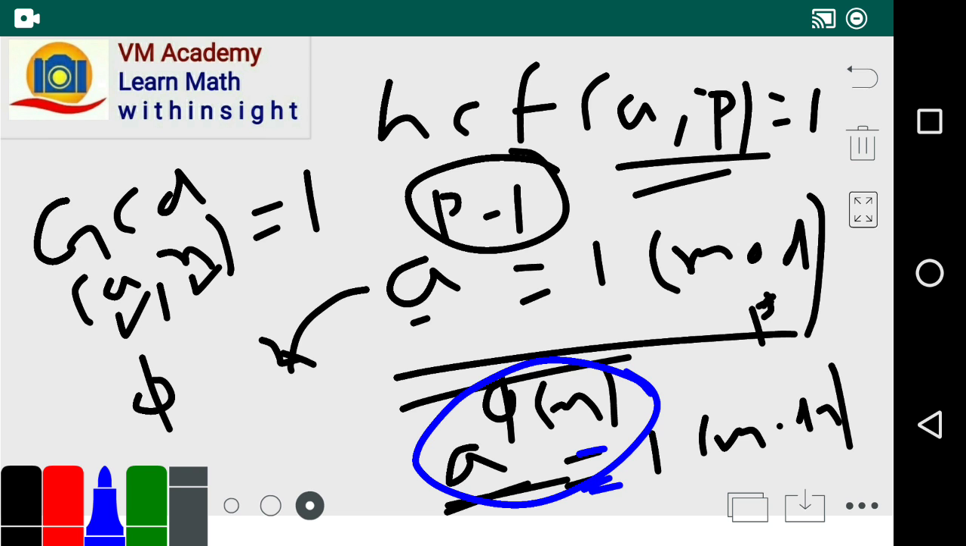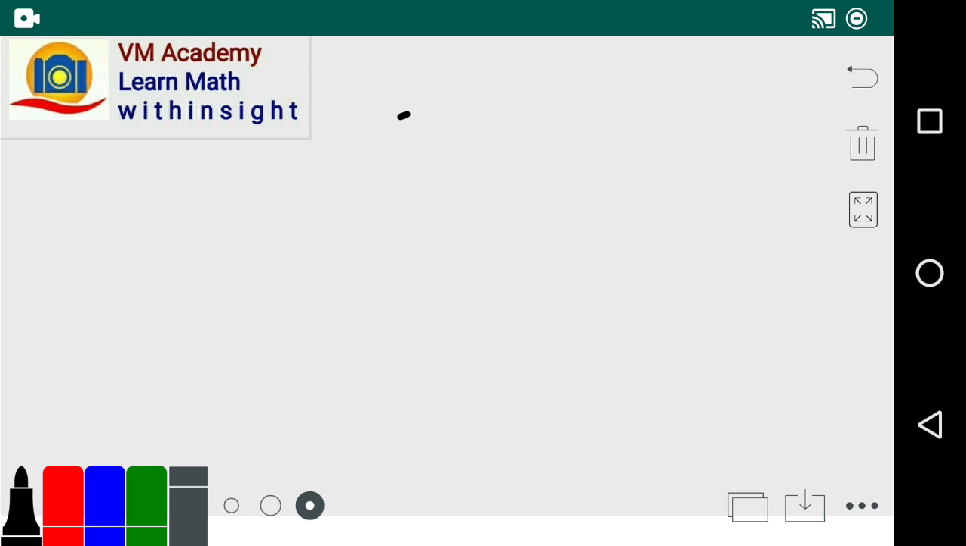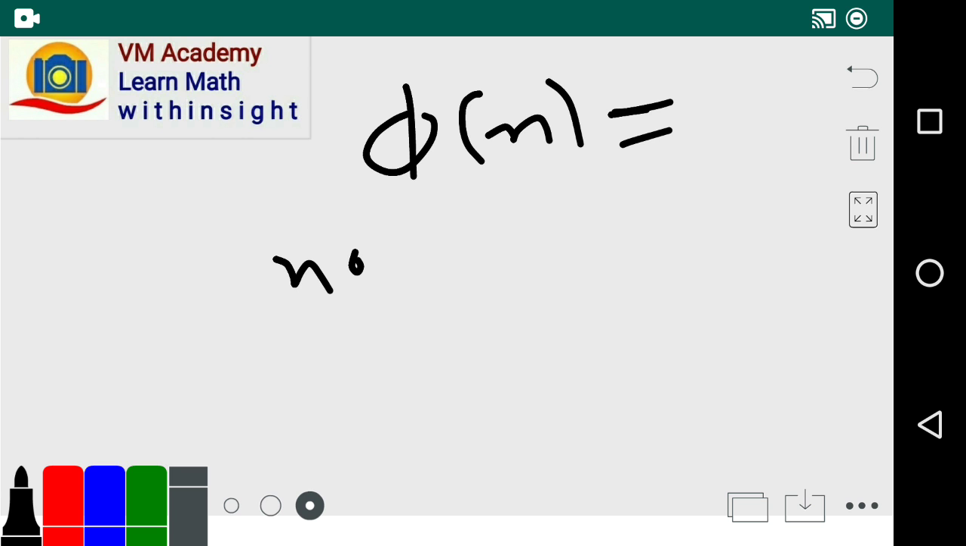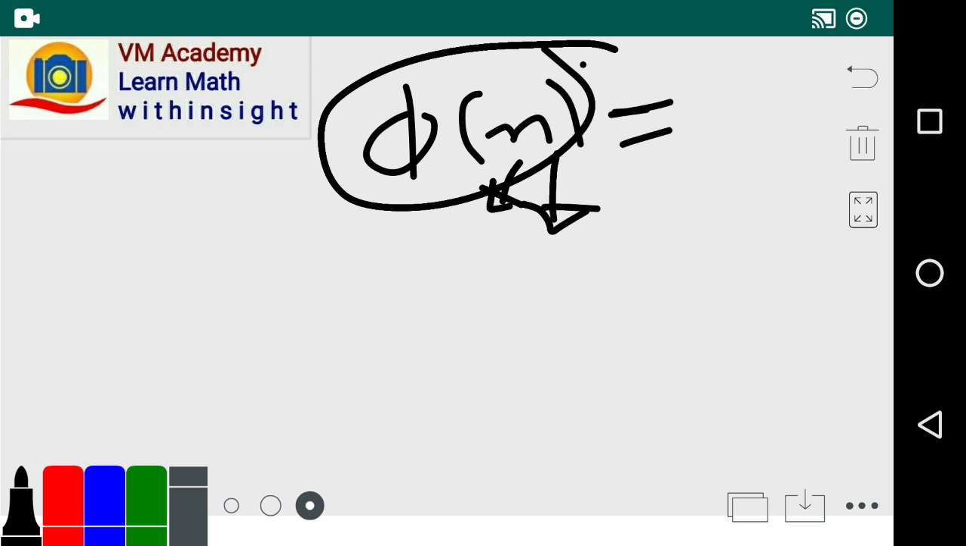And what is meant by phi of n, friends? Phi of n indicates the count of numbers that are co-prime to n, or numbers that do not share any prime factor with n, and that are less than n. The total number of such numbers is phi of n.